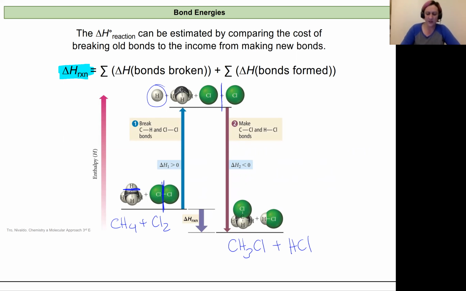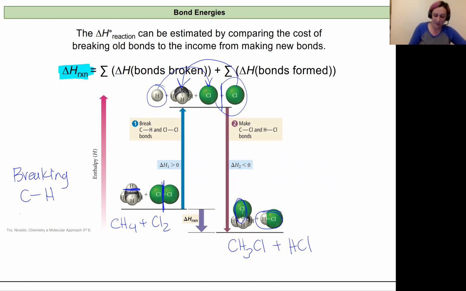And then this one's going to come over and bond here, and this one's going to come and bond here. And so what I'm doing is I'm creating a carbon-chlorine bond, and I'm creating a hydrogen-chlorine bond. So what I'm doing is breaking a carbon-hydrogen bond, and I'm breaking a chlorine-chlorine bond initially to make this reaction happen. And to form my products, I'm forming a carbon-chlorine bond and a hydrogen-chlorine bond.